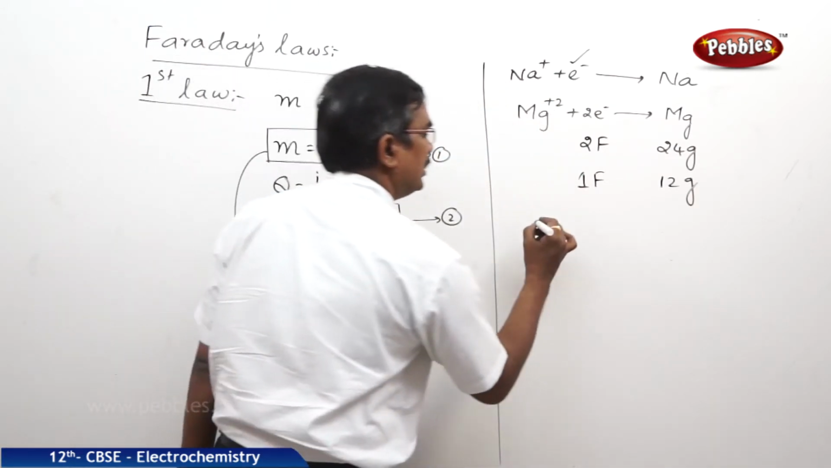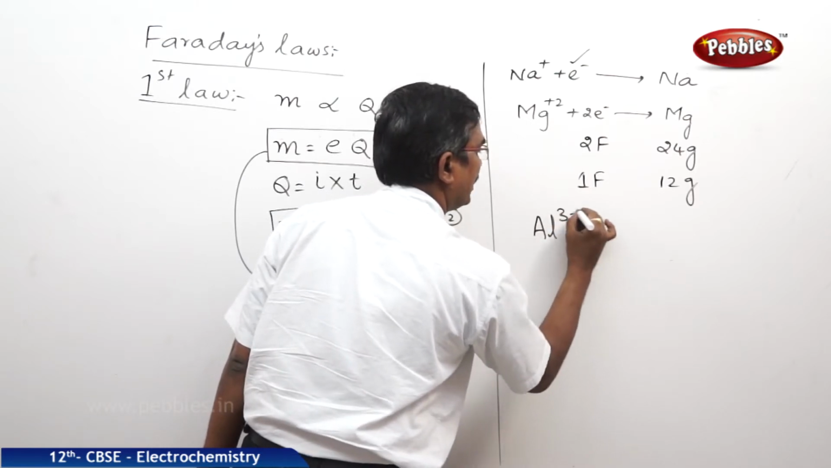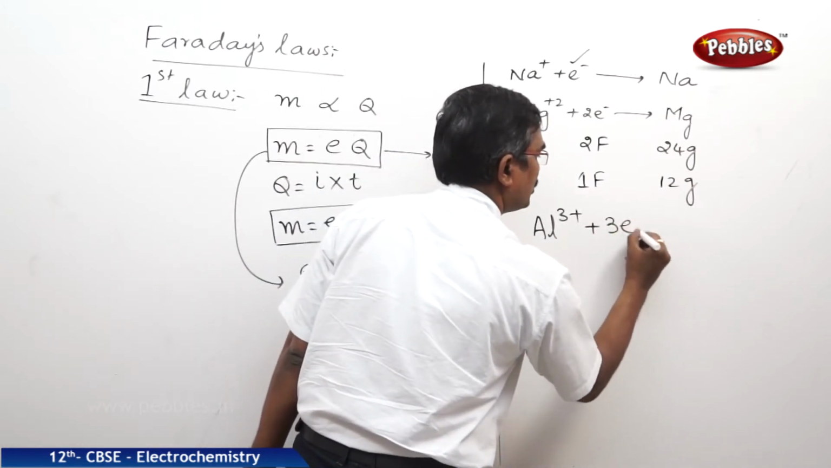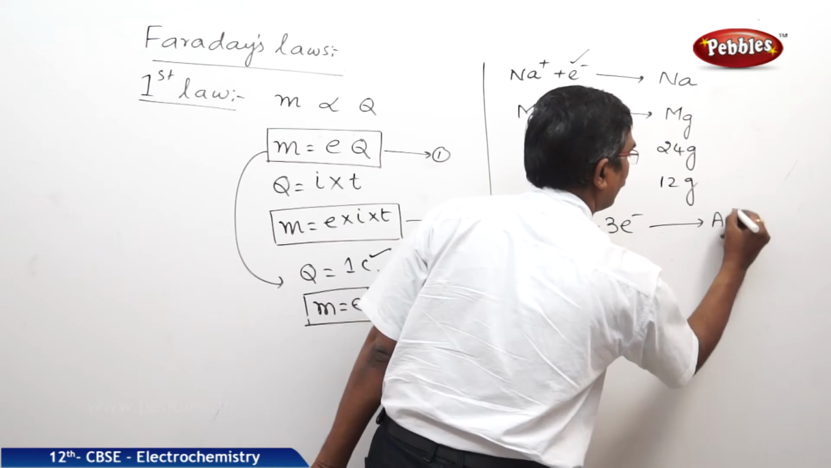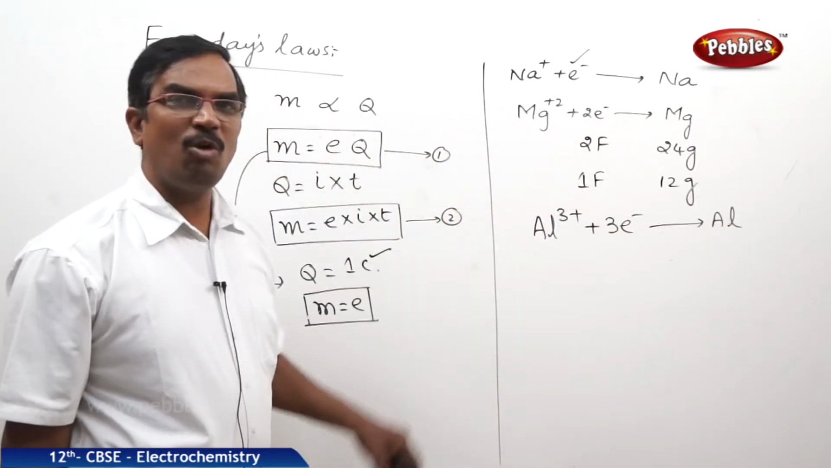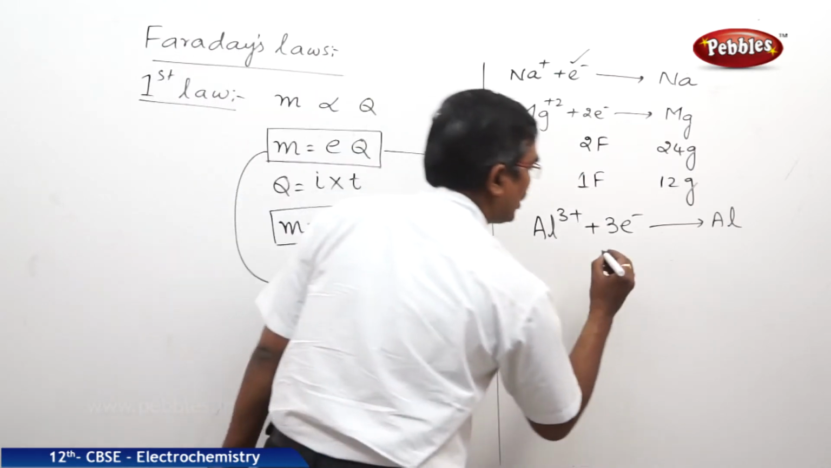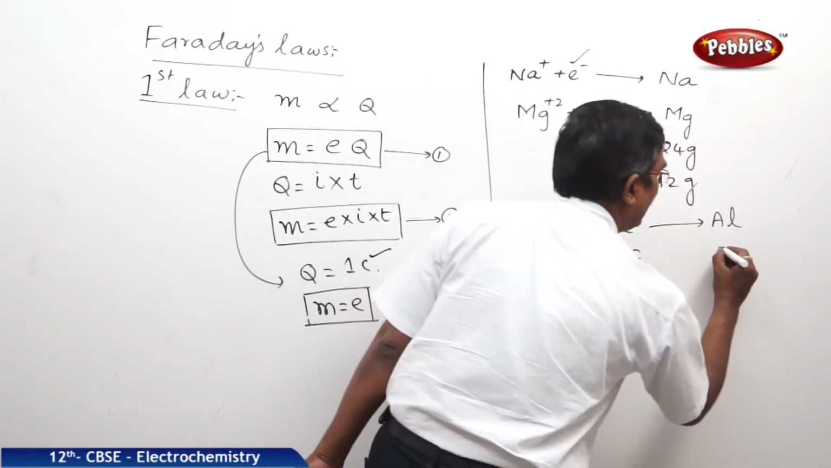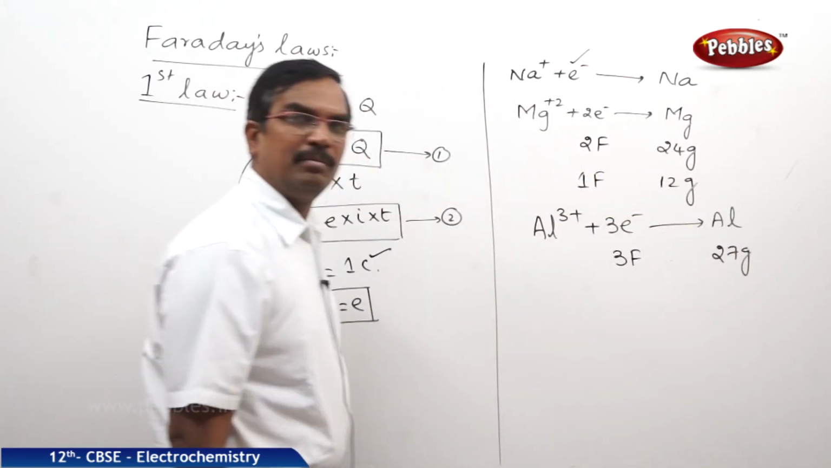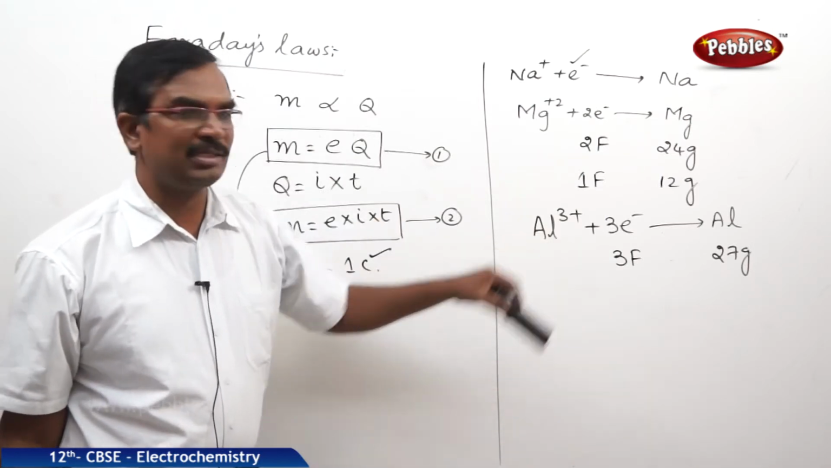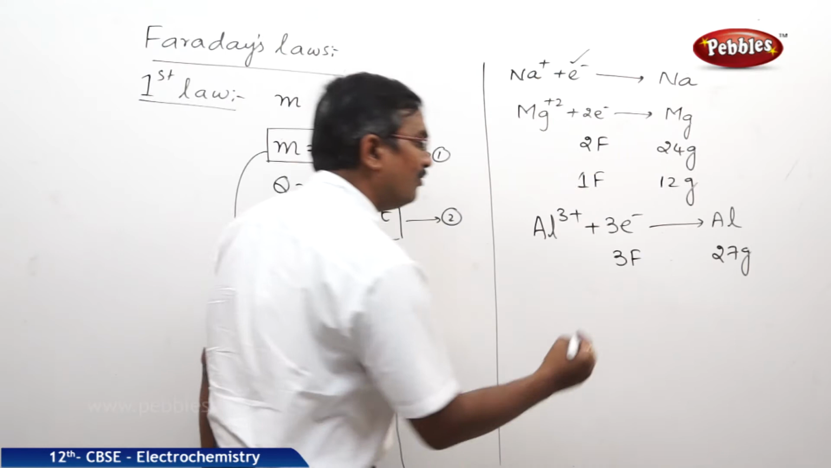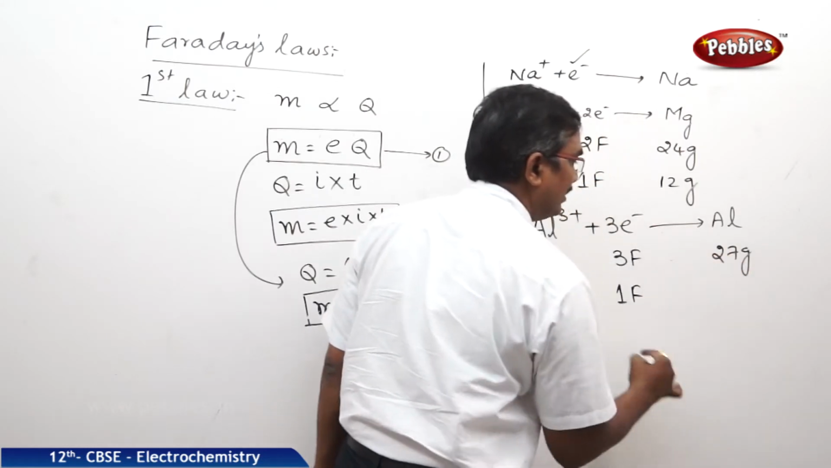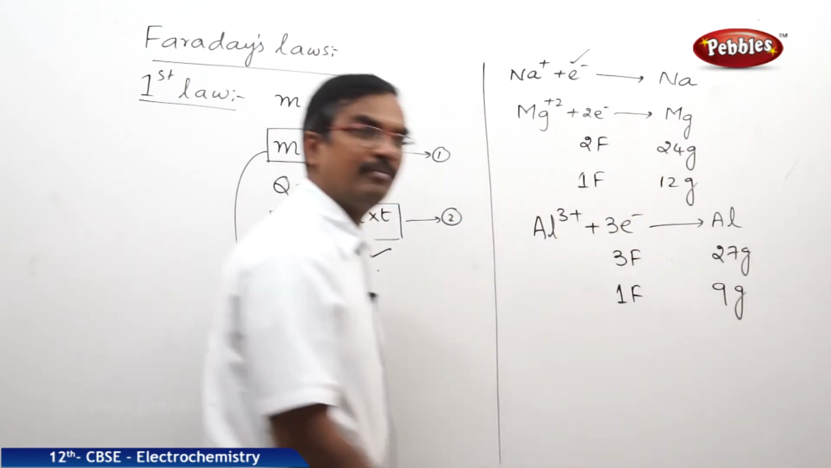Take another example, aluminum, Al3+ ions. 1 mole of this will be reduced into the corresponding aluminum metal by taking 3 moles of electrons. That means the total charge is 3 Faradays. So 3 Faradays will give 27 grams of aluminum, because the gram atomic weight of aluminum is 27 grams. If I take only 1 Faraday, nothing but 1/3 of this, we'll get 1/3 of 27, that is 9 grams.